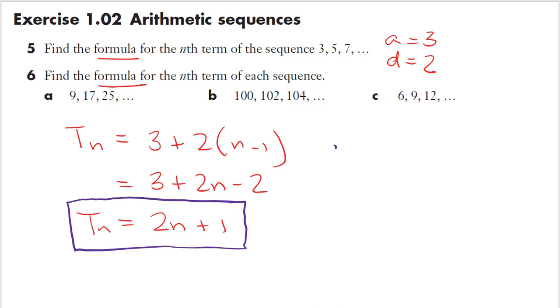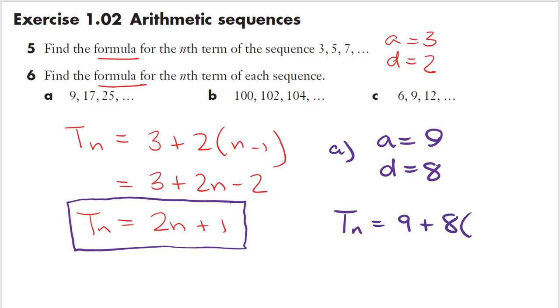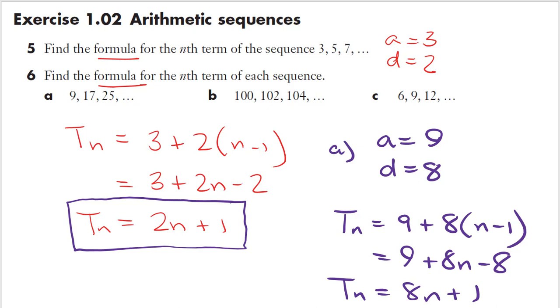We'll quickly do 6a here. Same technique. We need the first term and the common difference. In this case here, the common difference is 8. And if we substitute those, expand and simplify, and we get our T formula.